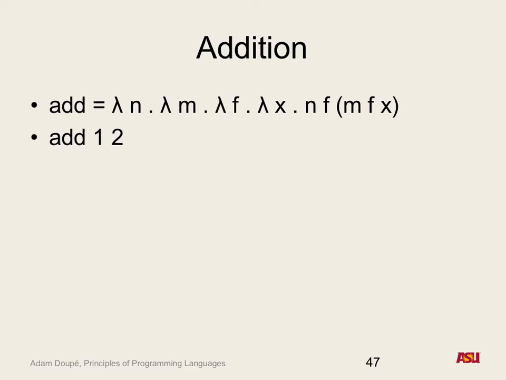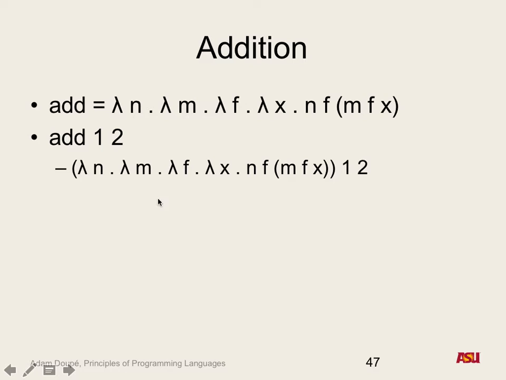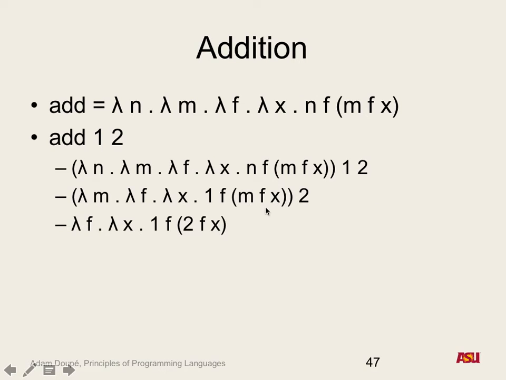Let's do add 1 and 2. We want to make sure that that worked. So we have our numbers. Remember, these are standing in for the lambda expressions of 1 and 2. Again, we're going to substitute the n and the m. So the n's going to go here, the m's going to go here. So we'll have 1 f, 2 f of x. So what's 2 f of x going to return? F of x.